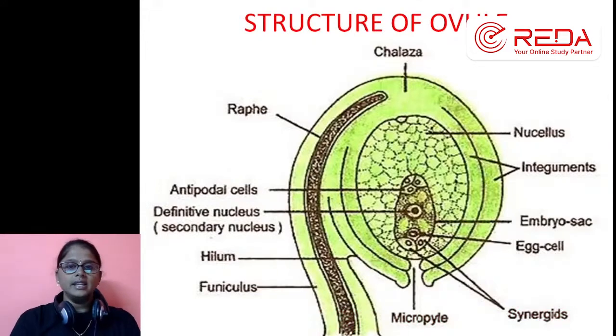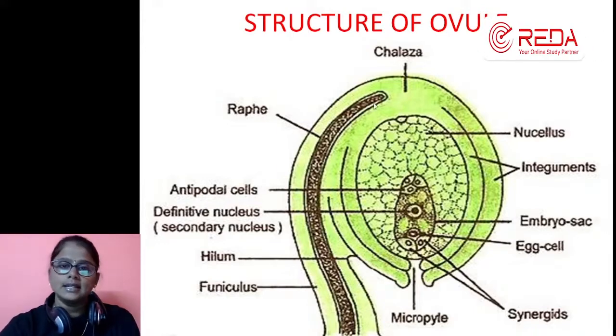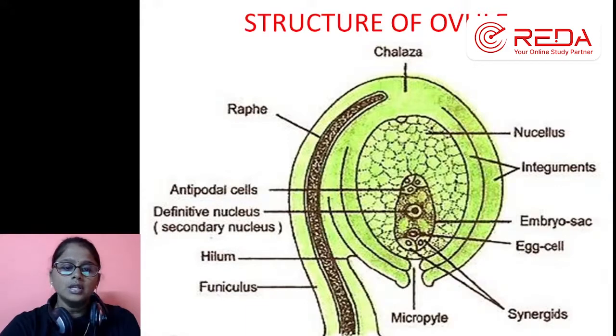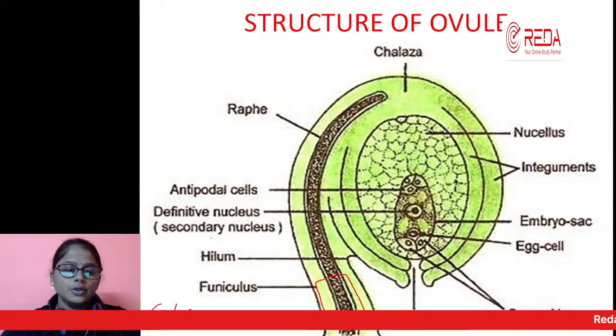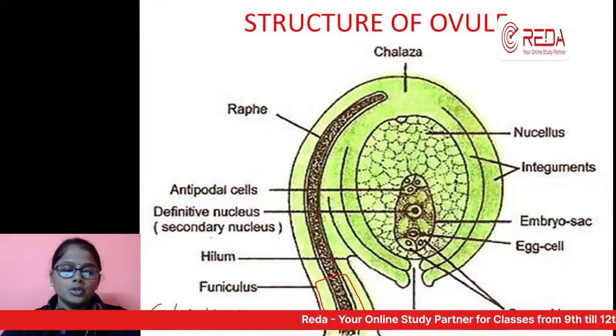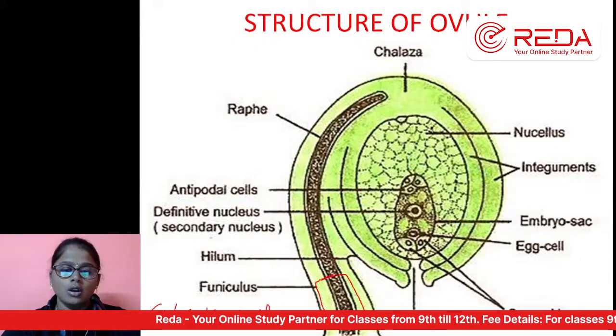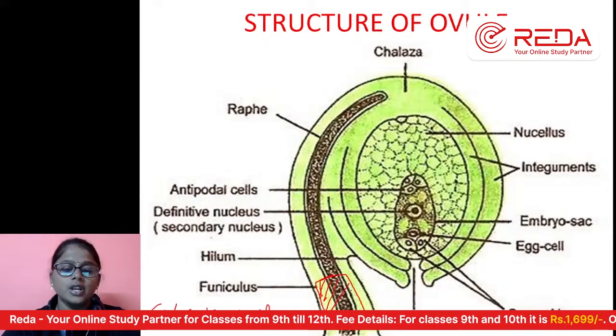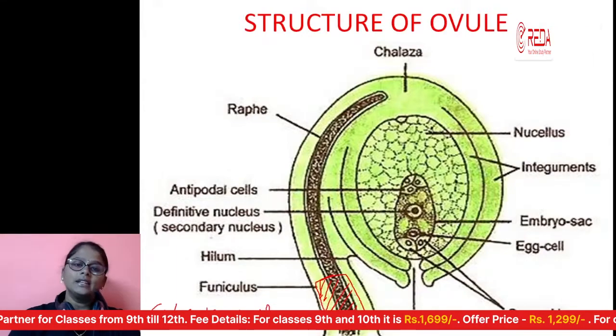Now we are going to study in detail the structure of the ovule. As we studied the structure of the anther, here we are studying the structure of the ovule in the female reproductive part. The ovule has many parts. The first and foremost is the funicle, a stalk-like structure which connects the placenta and the ovule. The ovule attaches to the placenta through this stalk. This funicle region attaches or connects the placenta with the ovule.